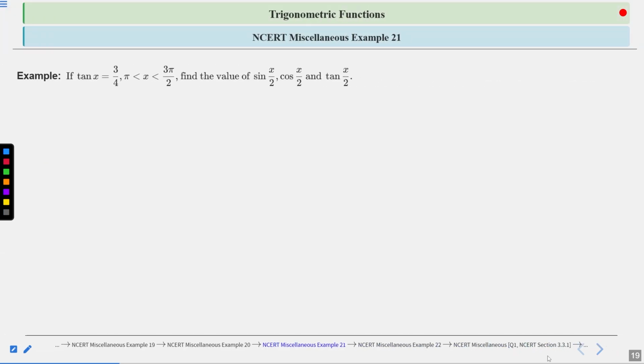Let us see the next example. NCERT miscellaneous example 21. It says if tan x equal to 3 by 4 and x is between pi and 3 pi by 2, find the value of sin x by 2, cos x by 2 and tan x by 2, right? Again, you have some time to solve or think about this question. After that, we'll move to the solution part.